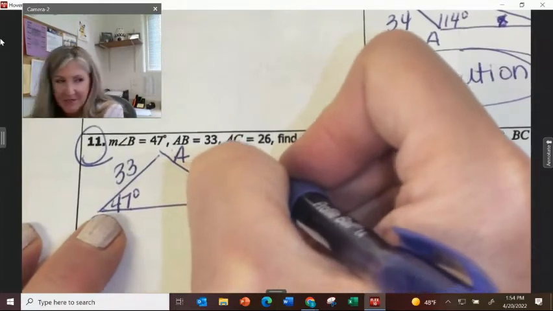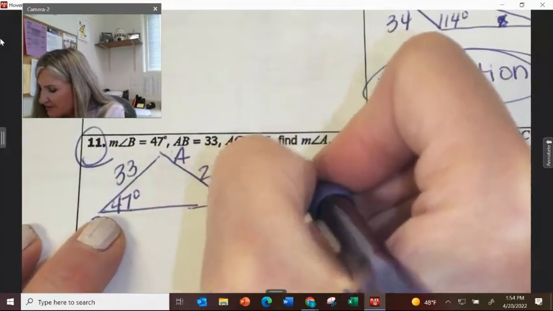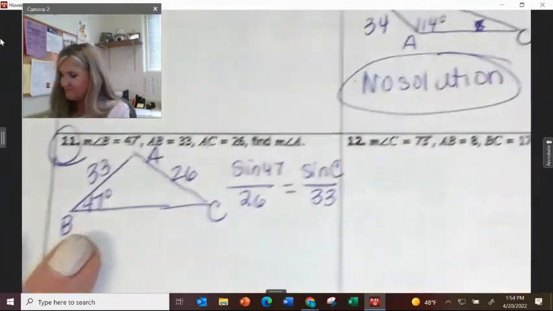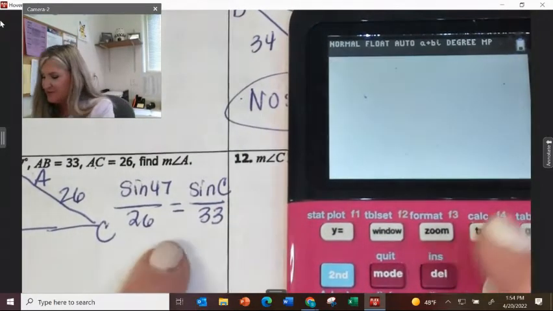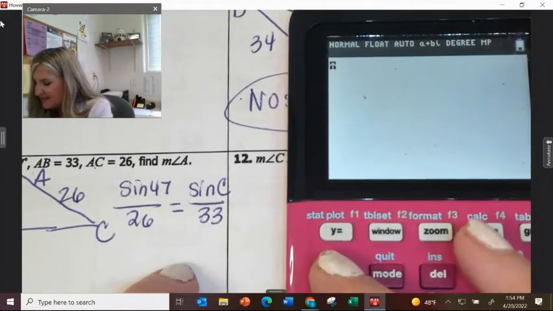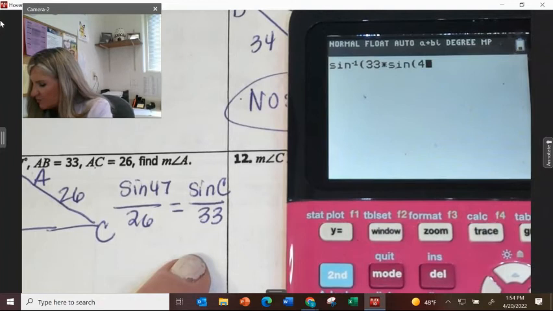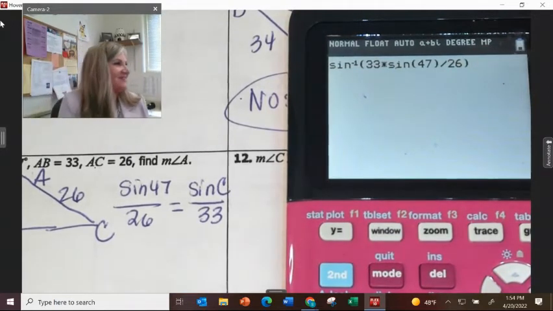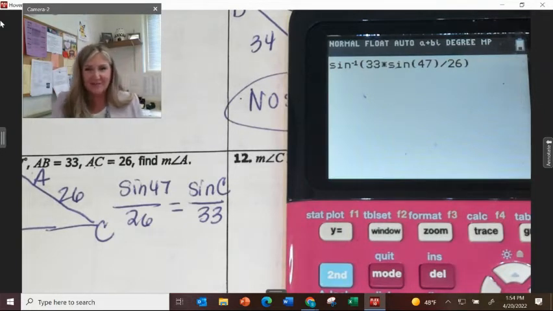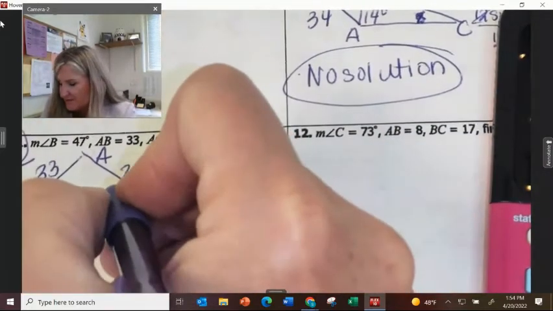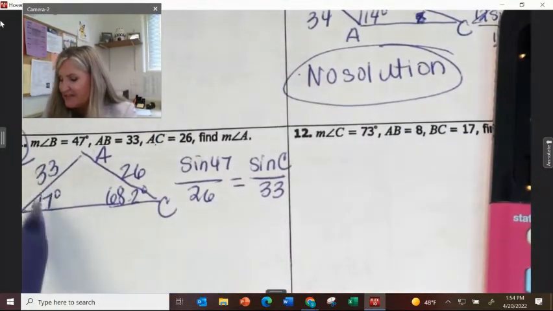So to set it up, I'm going to show you a shortcut here. We're going to do sine 47 over 26 equals sine C over 33. All right, we'll see if you guys are ready for this. See if you can understand what I'm doing. This would end up being second sine of 33 times the sine of 47 divided by 26. Can you guys do that in your head? You will after you do your homework if you can't now, because you'll have practiced it so many times. All right, let's push enter. There's our angle, 68.2 degrees. Let's see if it makes sense.